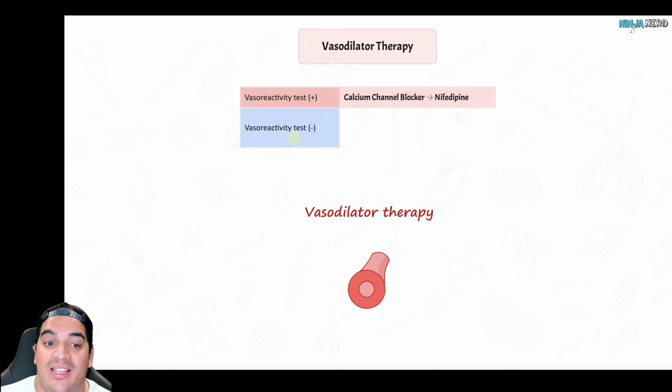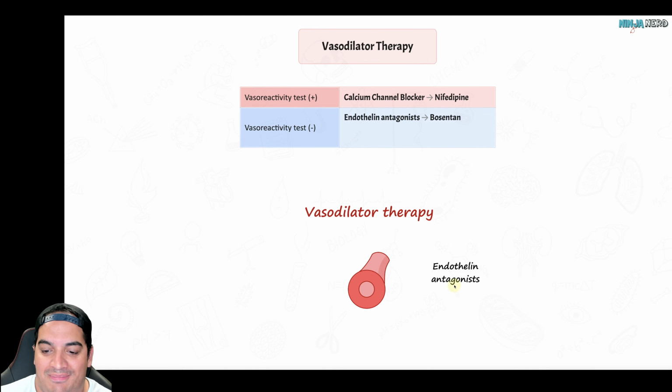If the vasoreactivity test was negative, in other words, you give them that calcium channel blocker and their mean pulmonary artery pressure didn't drop very much at all, then I'm not going to put them on it lifelong. I'm going to give them drugs that help treat the imbalance between the vasoconstrictors and the vasodilators. In other words, I want to shut off vasoconstrictors or increase vasodilators. That's it. So how do I do that?